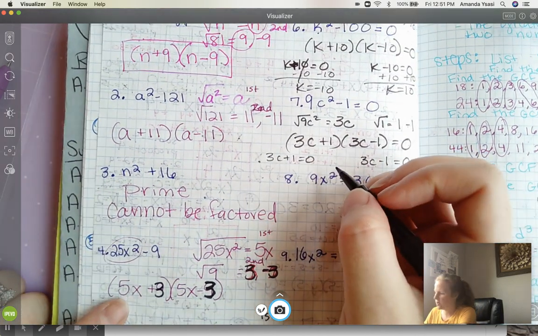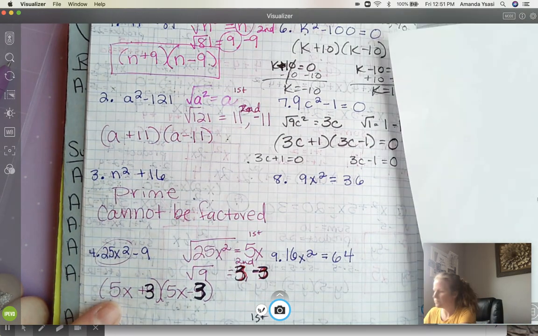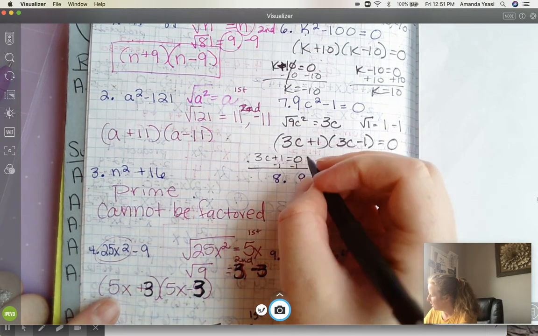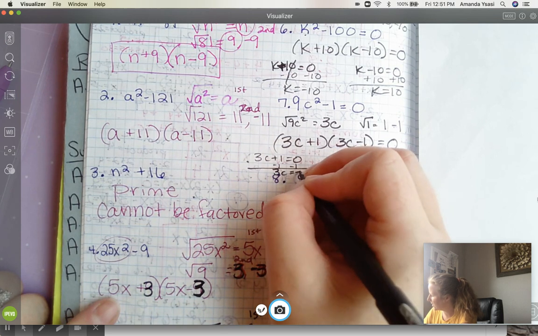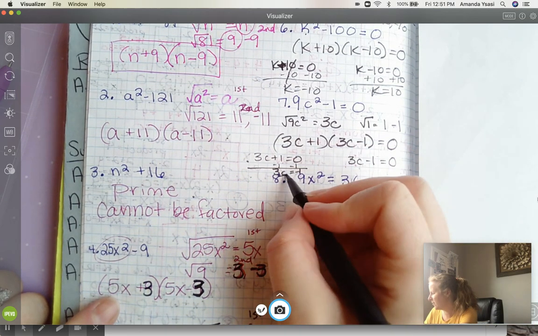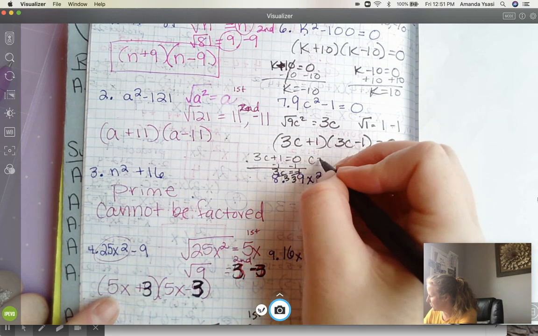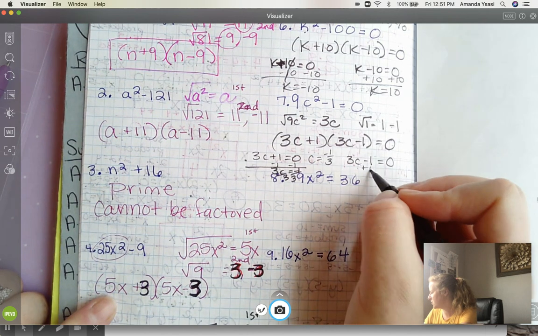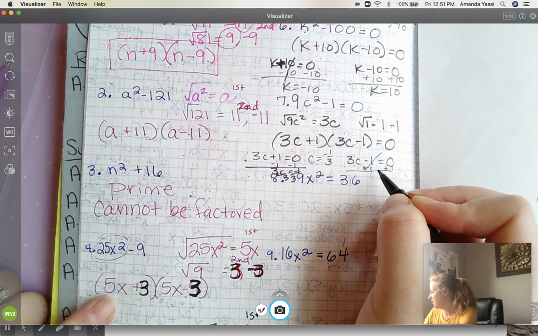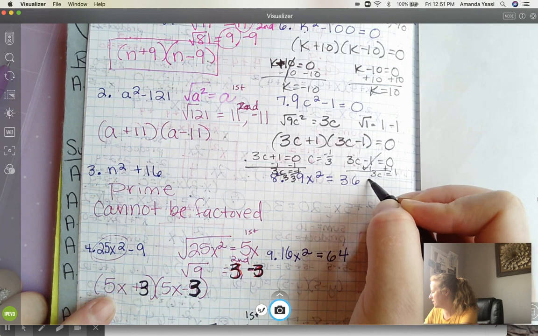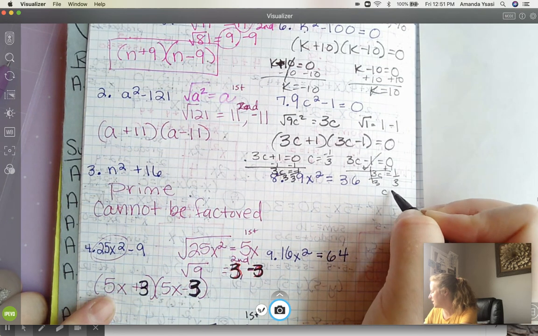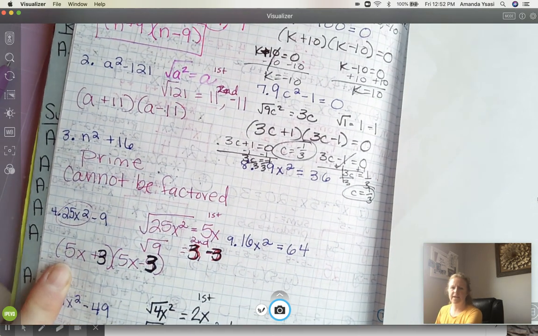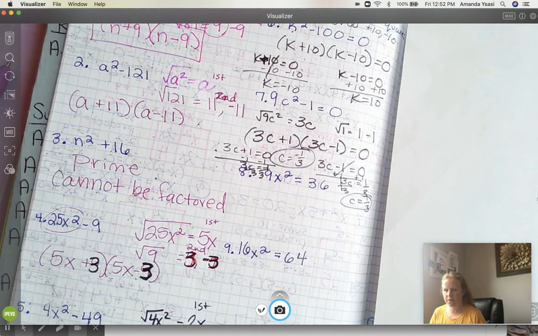So we subtract, let me cover this up. We subtract 1, and that gets 3c equals -1. And then we divide by 3. I did not leave enough room there. So c equals -1 over 3. And then the other one, plus 1, 3c equals +1. Divided by 3, c equals 1 over 3. So those are our 2 solutions. -1 over 3 and +1 over 3.